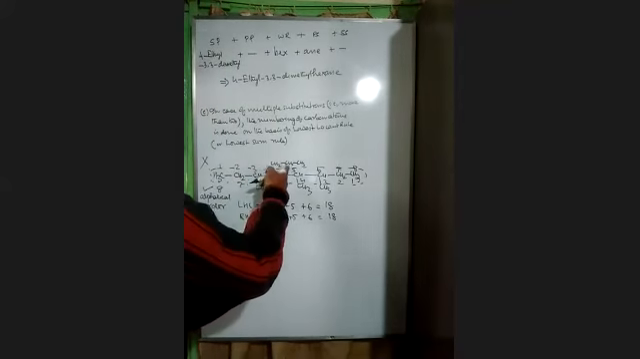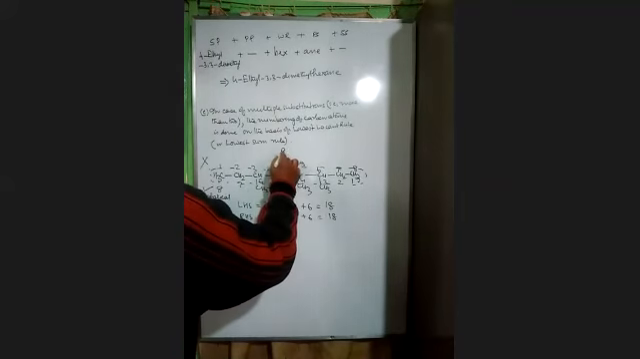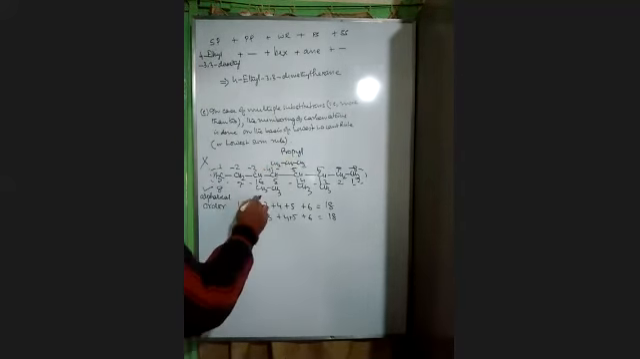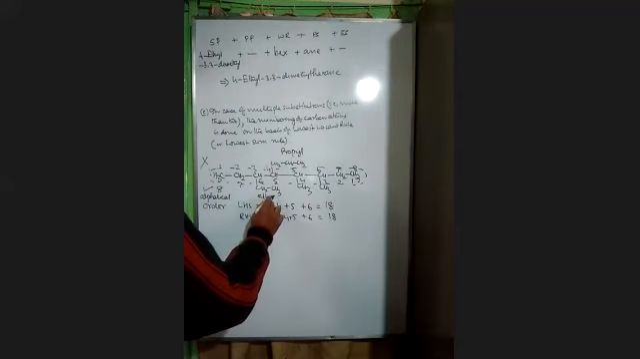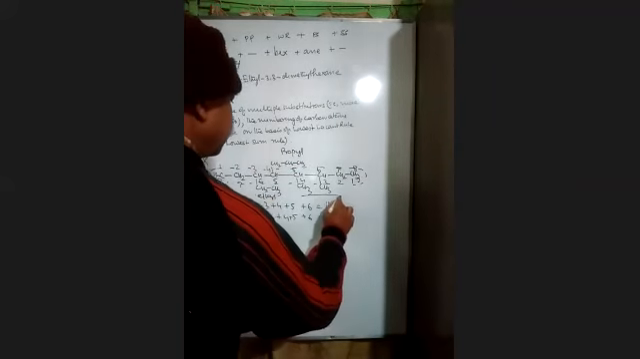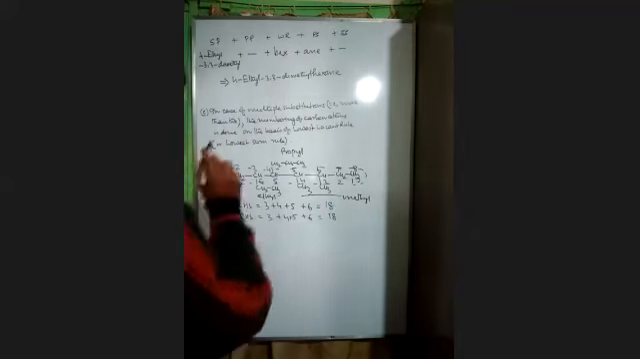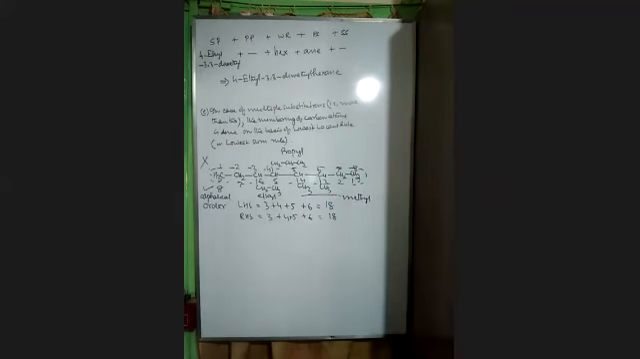Now write. I will not write. See here, how many carbons are there? 3. So this group is called propyl. This is ethyl. These are what? Methyl. Right, now in alphabetical order.